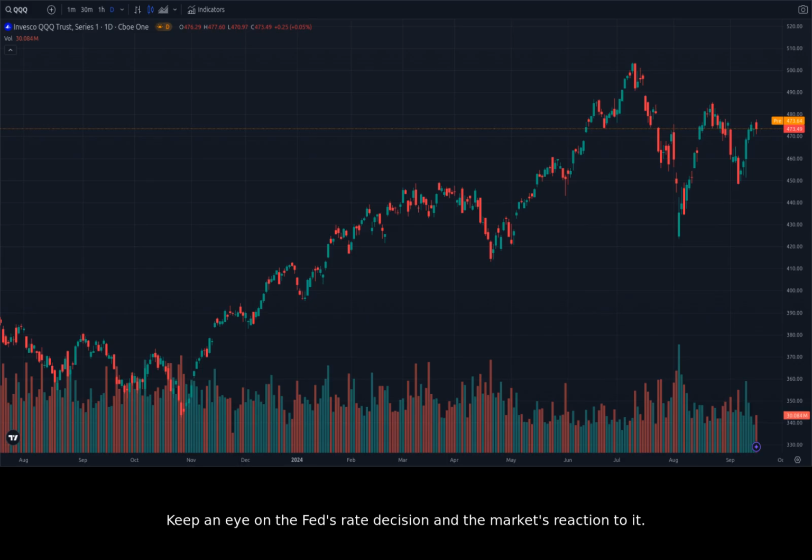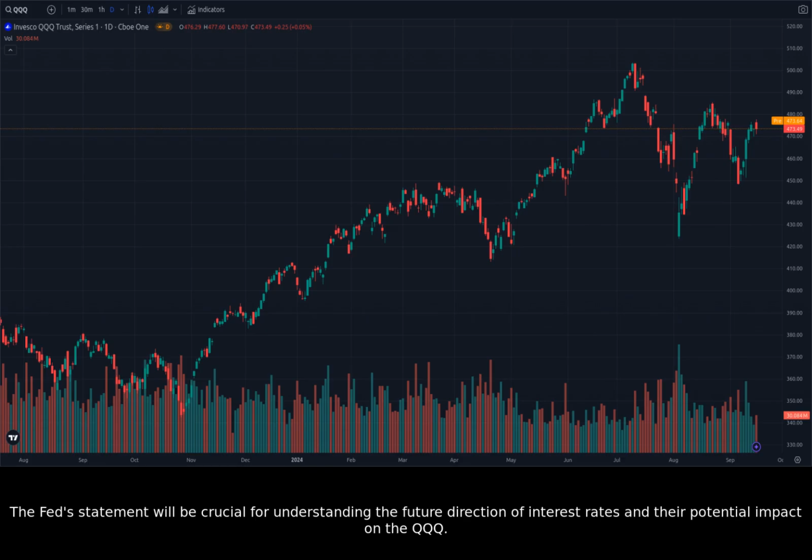Keep an eye on the Fed's rate decision and the market's reaction to it. The Fed's statement will be crucial for understanding the future direction of interest rates and their potential impact on the QQQ.